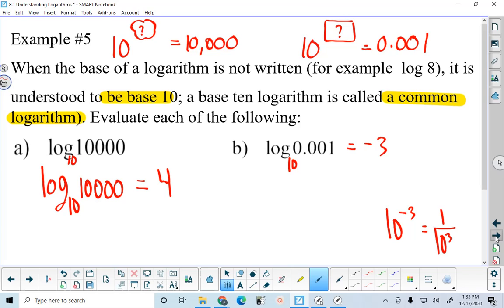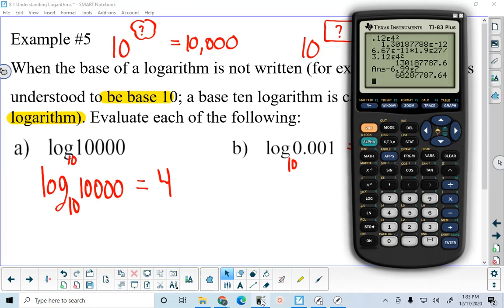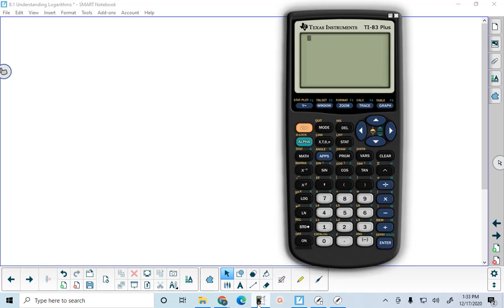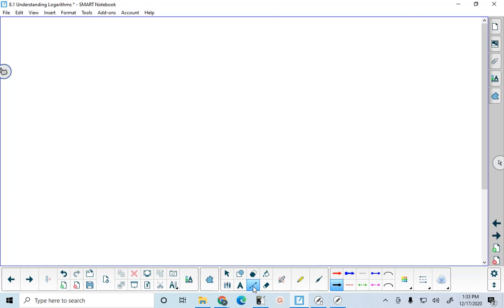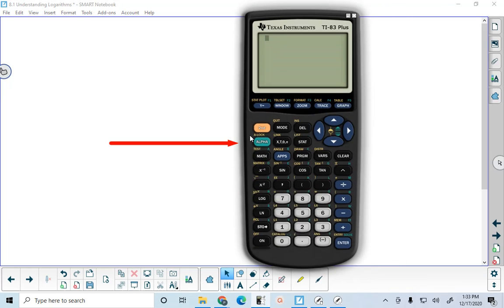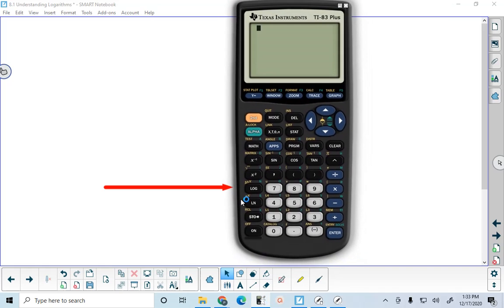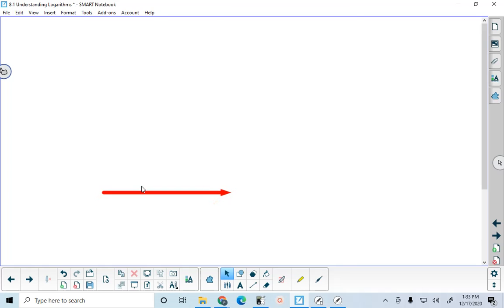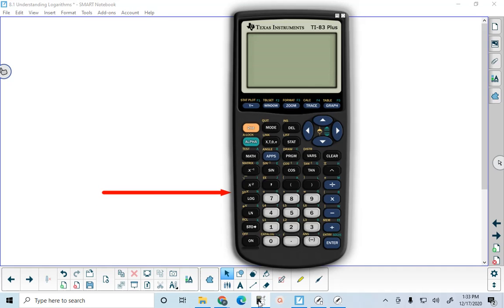Now, luckily, well, I don't know. Sometimes I feel like I'm the old guy that says, I wish we didn't have calculators and we did everything with pencil and paper, but it turns out that you have a log key on your calculator. It's right there. This is tricky. You see where it is, right? So there's a log key, and it just says log.